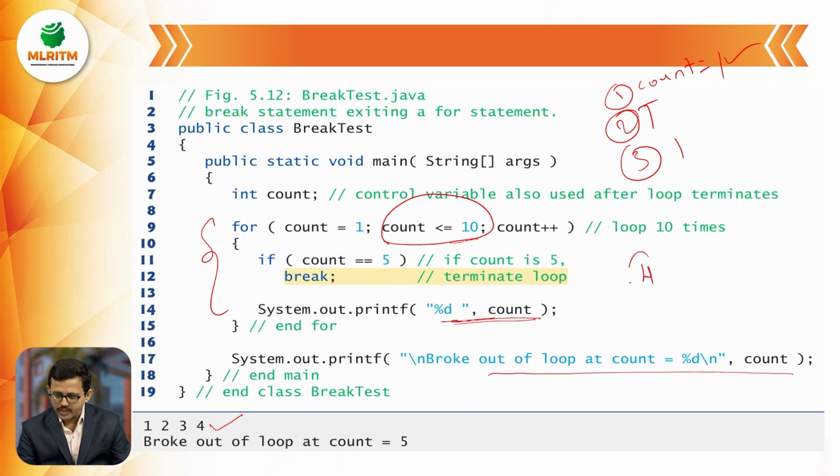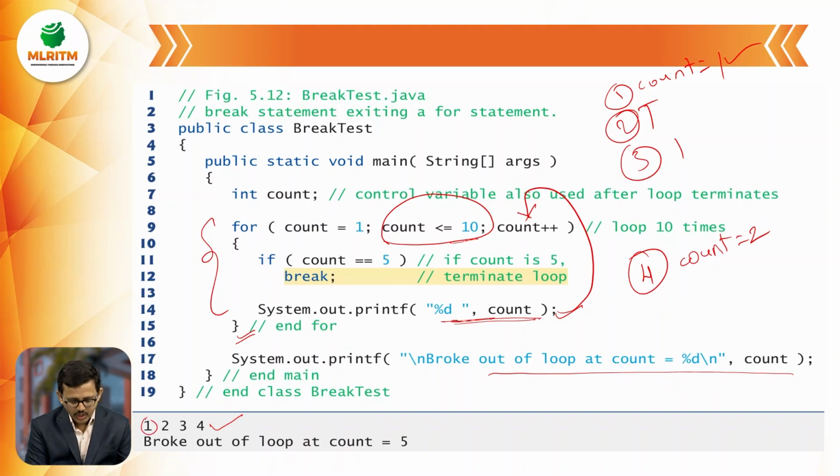And what is the fourth step? After 1 is printed, the body of the for loop has ended, so the control goes back to the iteration statement, count plus plus. So count will be 2 here. That is why we got the first output as 1, second output as 2, third output as 3 and fourth output as 4. After 4, what happens? It again goes to count plus plus and count becomes 5.